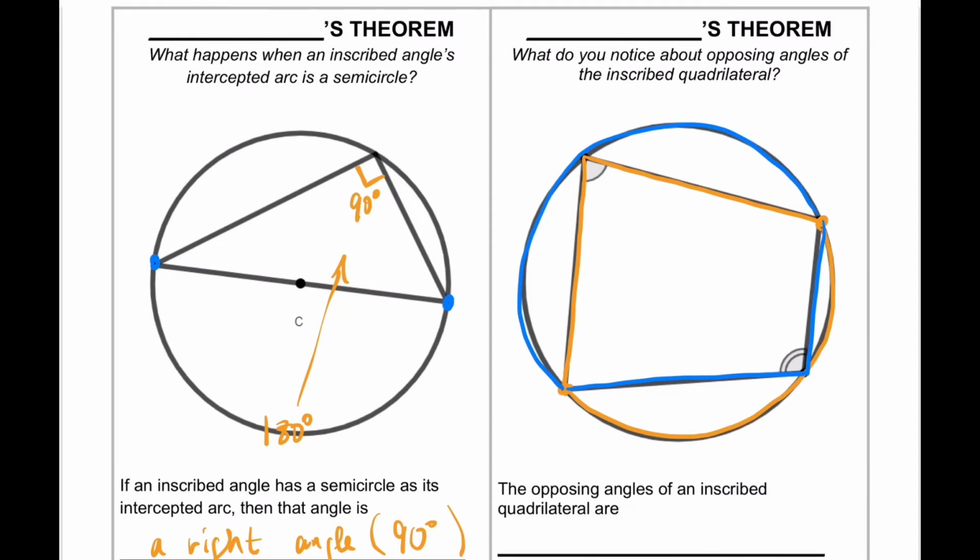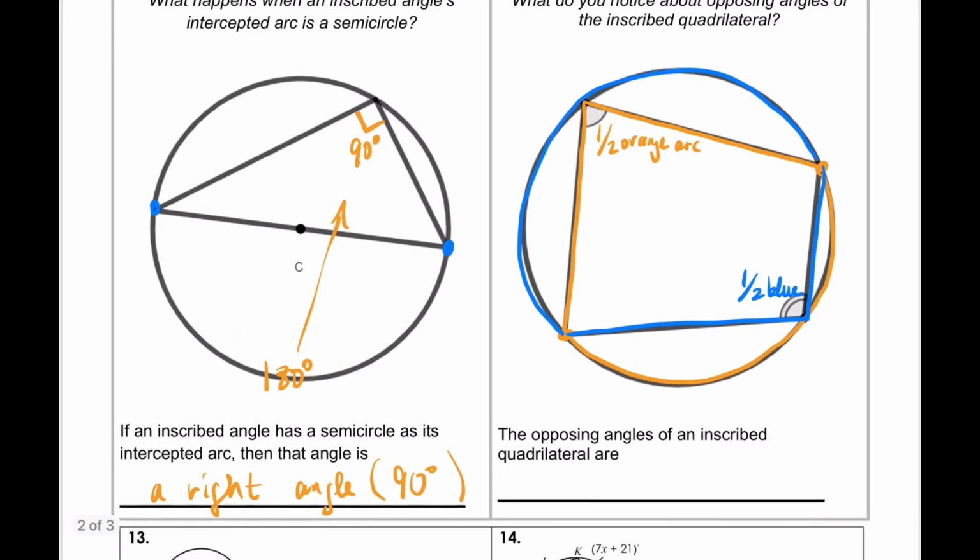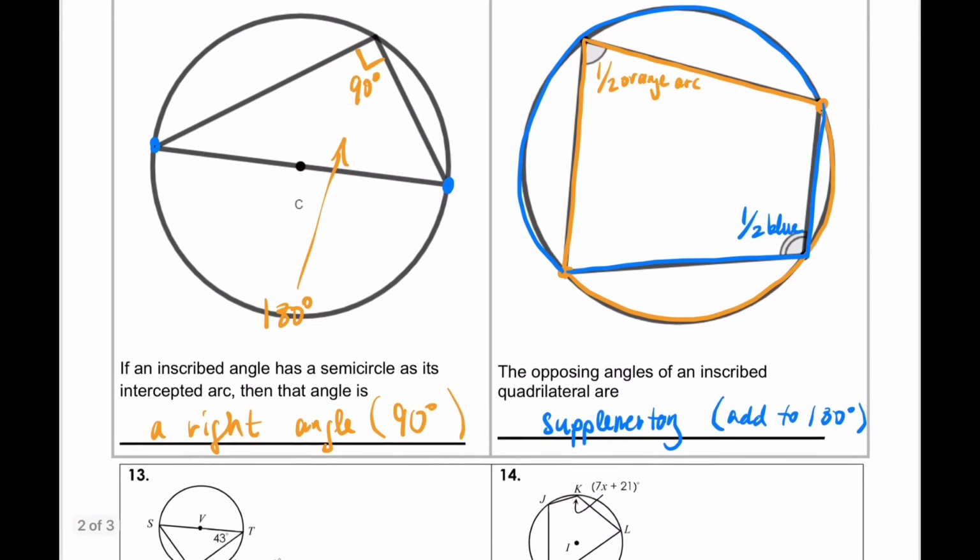So what I'm saying is, this angle is half of this arc. This angle here is 1/2, and I'm just writing this loosely, of the blue arc. This right here is 1/2 of the orange arc. So what we end up getting is that the opposite angles of an inscribed quadrilateral are supplementary. And that just means they add to 180 degrees. Very nice.